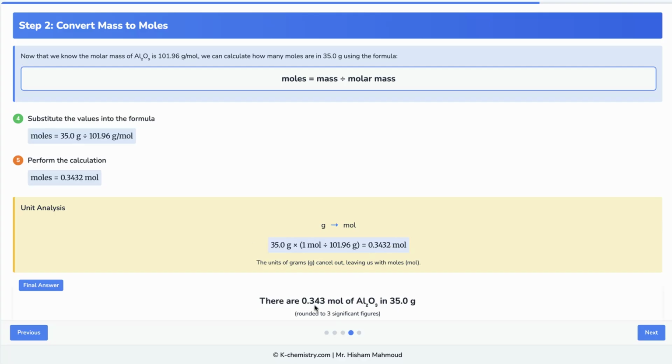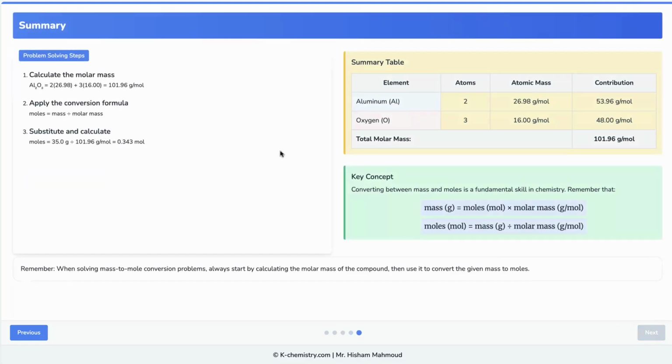Now there are 0.343 moles of aluminum oxide in 35 grams of the compound. This is the summary of what we did. We added the atomic masses of the 2 elements to get the molar mass, and then the key concept is that mass is equal to moles multiplied by molar mass, or moles is equal to mass over molar mass. These are the equations that you need to memorize.